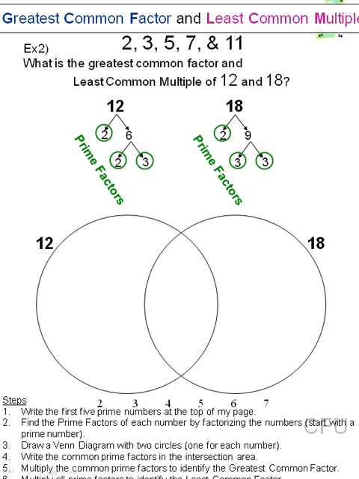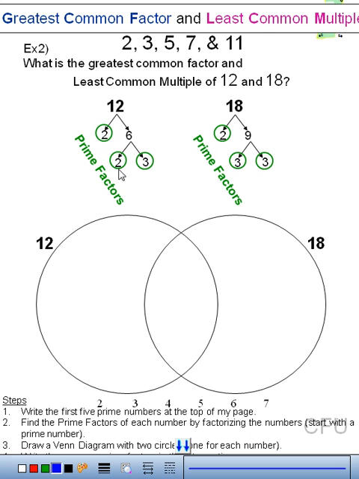So let's see. By looking at it, I'm going to do this. Here's a 2. Do I have a 2 over here? Yes, I write it in here, 2. They have the same one in common. Do we have a 3? Yes, right here, 3. So I have 2 times 3. Do we have anything else in common? No. So what's left over on this one? 2. What's left over here? 3.